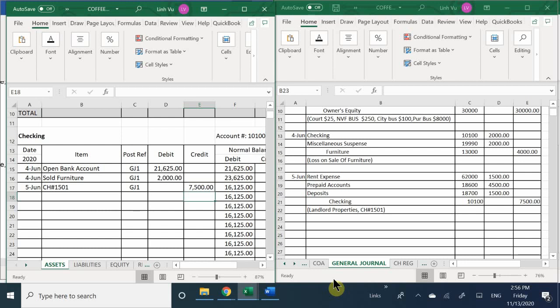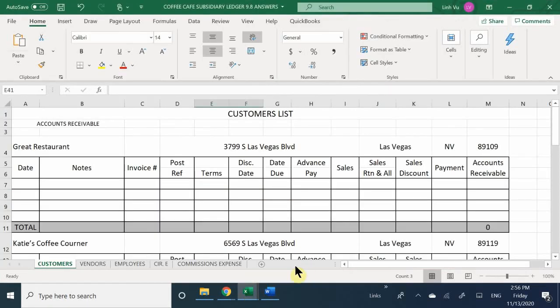Okay. All right. And now we dealt with a vendor. Okay. We dealt with a vendor, which is landlord properties. So this is where I'm going to teach you how to also place the information in your subsidiary ledger. So now go ahead and take out your subsidiary ledger. All right. I'll give you guys a couple seconds for this one.